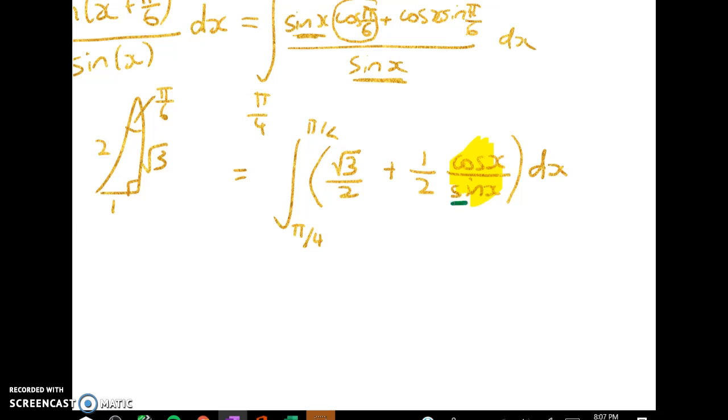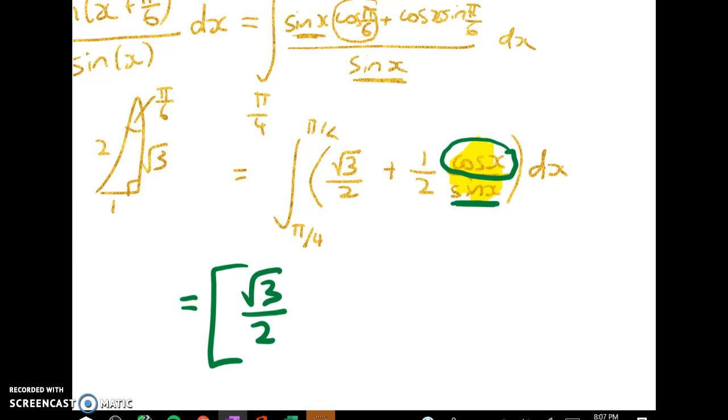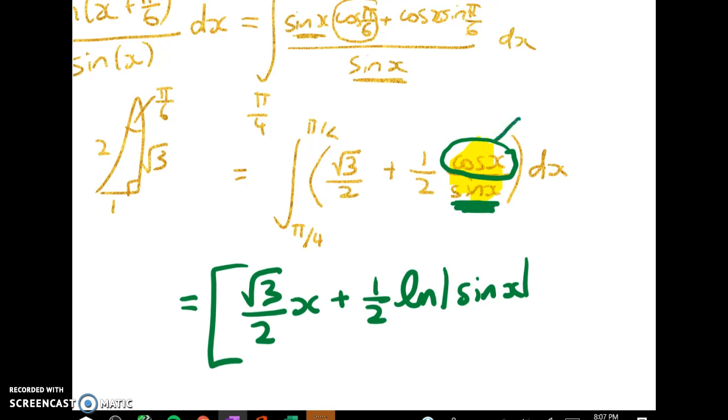Okay, so what's going on here is that I've got sine of x here, and the derivative of sine x is cos x. And there it is sitting up there. So that means that this integral simplifies as follows. I've got root 3 on 2x plus 1/2 times the natural log of sine x. I don't even have to worry about a chain rule thing on this, right? I've just got this derivative sitting nicely up here.